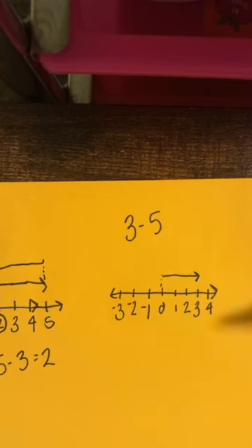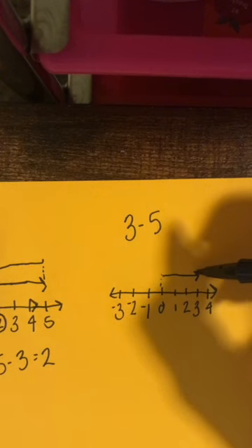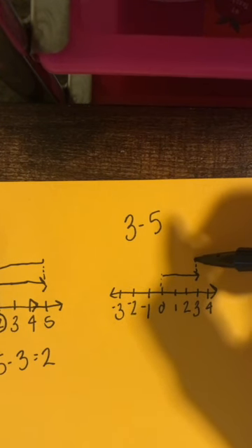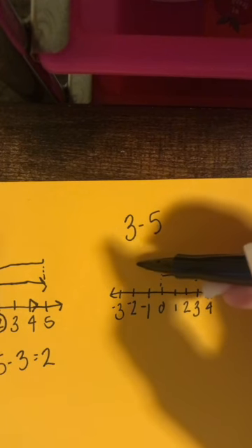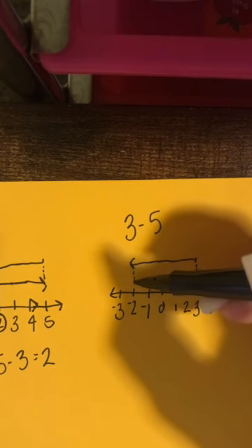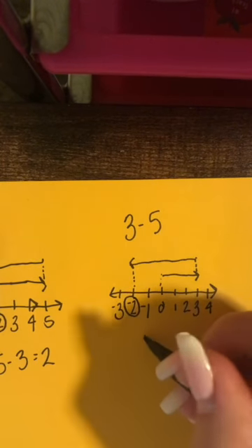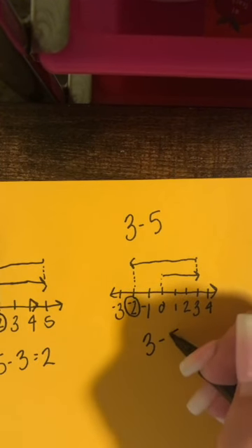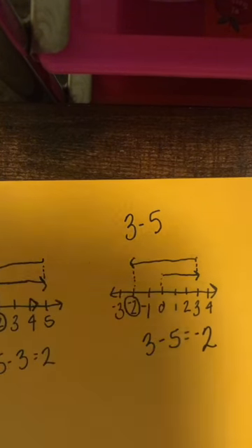But now since we are subtracting, we need to draw another arrow 5 units long, but it's going to be to the left since we're subtracting. So we'll go again 1, 2, 3, 4, and 5. So if we come all the way down, we see that our answer is now -2. So this shows that 3 minus 5 equals -2.